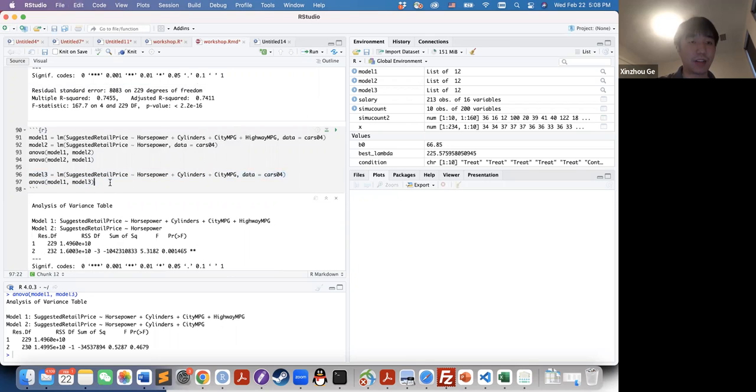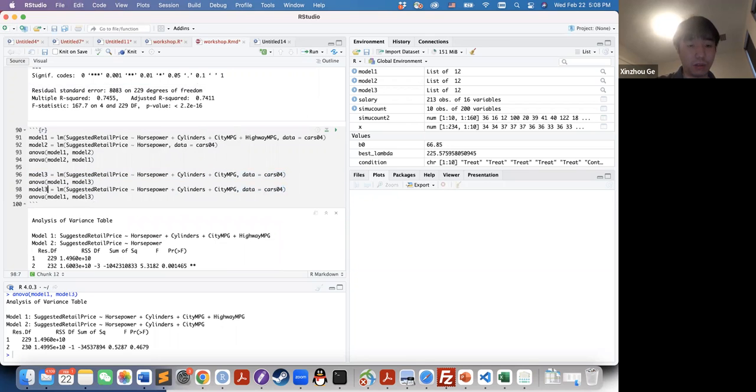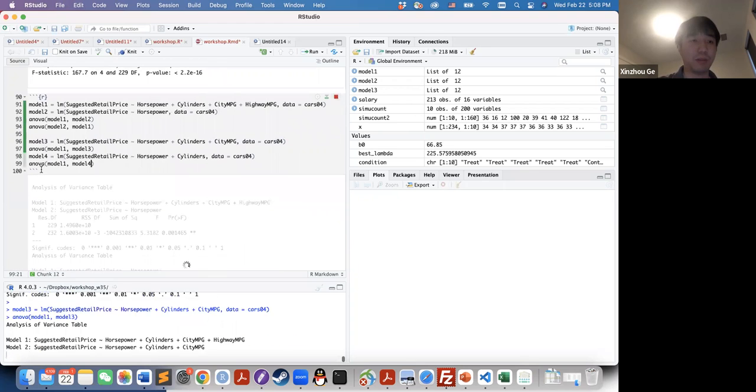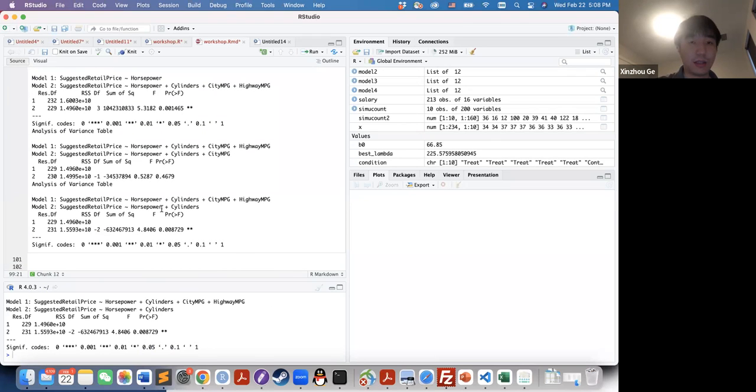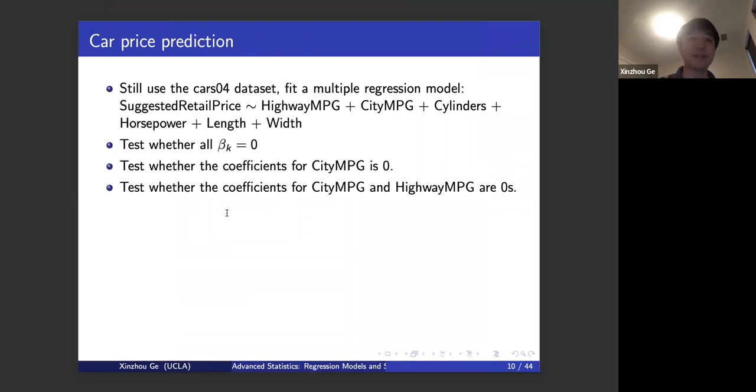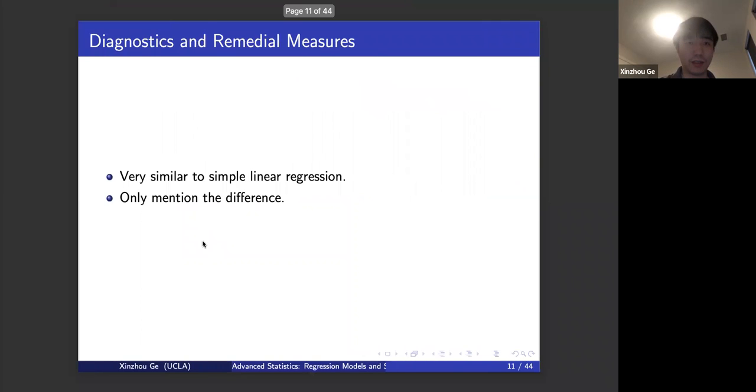Maybe I can just do this actual test. We have model 4, which has horsepower and cylinders, and we compare model 1 with model 4, which does not have city MPG and highway MPG. For this comparison, it seems that city MPG and highway MPG do improve the linear regression model fit, with a very small p-value. So maybe you can just skip this, as we have already done this.